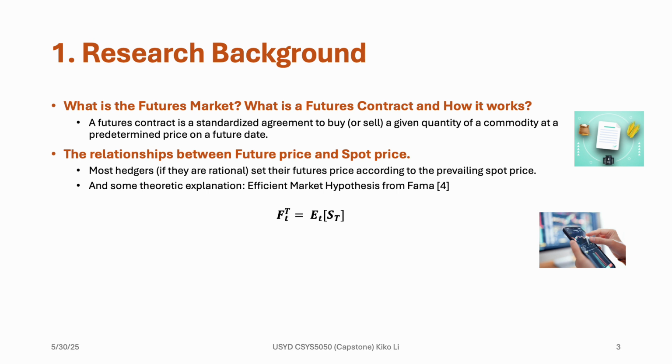From a theoretical point of view, under the efficient market hypothesis, the future price at time t can be interpreted as the market's best estimate of the spot price at maturity, which we write as the equation below. This equation tells us that, on average, futures should converge to the actual spot price when the contract expires.